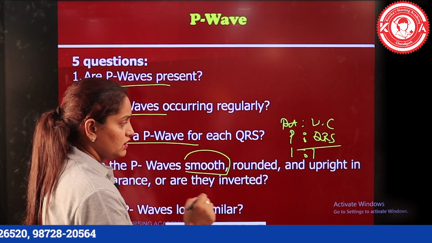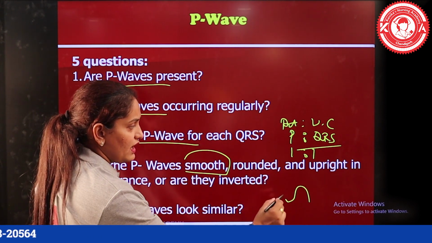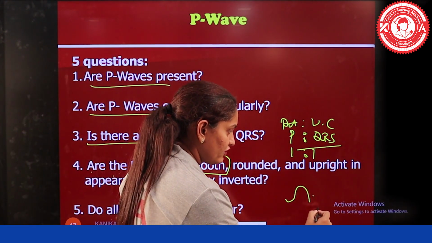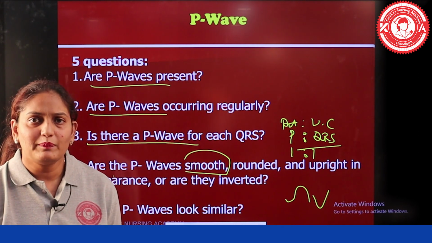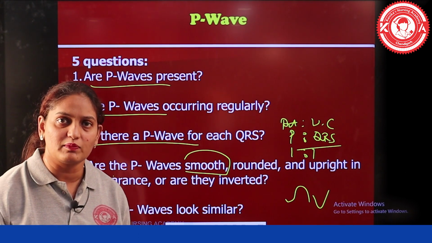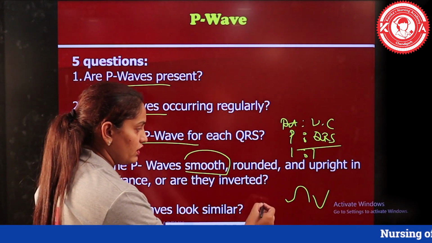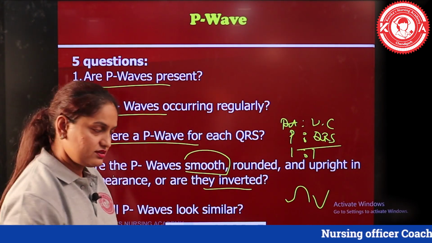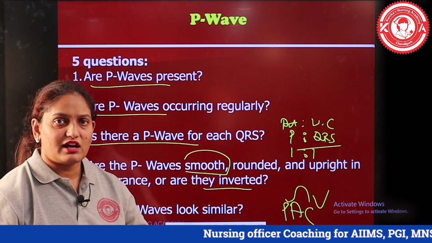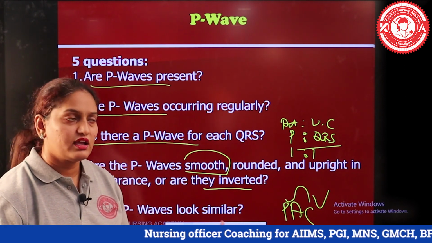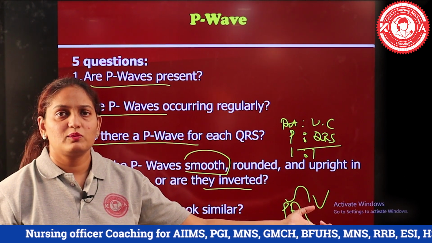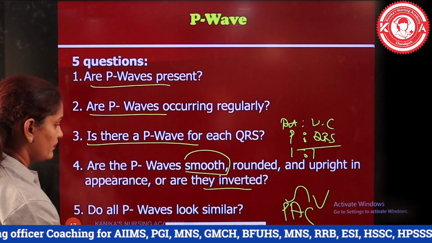It should be smooth, it should be rounded, and it should be upright in appearance. And if it is inverted in appearance, that means the impulse is getting generated earlier than it should be, or contraction is taking place earlier than it should be occurring. So in case of inverted complexes, there may be premature complexes, which may be either PAC, which stands for premature atrial complexes. If we are talking about the ventricular complexes which are inverted, then there will be premature ventricular contractions. Okay.